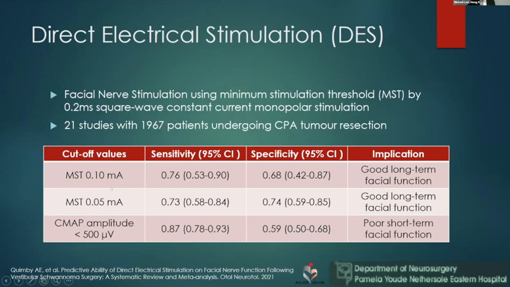So if you are using 0.1 milliamp, then the specificity and the sensitivity are not that good. But if you decrease the MST to 0.05 milliamp, then you have improved your specificity, and this correlates with good long-term facial function. And if you are using a CMAP amplitude of less than 500 microvolts, then you have better sensitivity, and this correlates with poor short-term facial function.